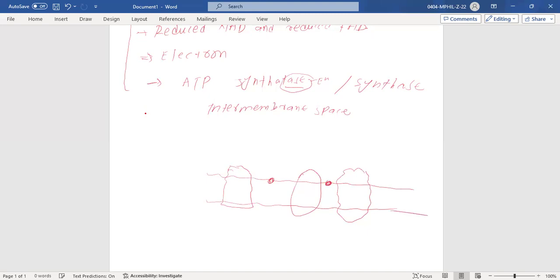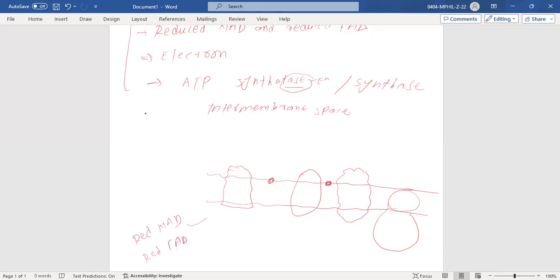At the end of this, you will have ATP synthase. This ATP synthase actually has two subunits. One is embedded in the membrane, another one is inside of the Christie membrane. In this case, as we know, there are reduced NAD and reduced FAD.